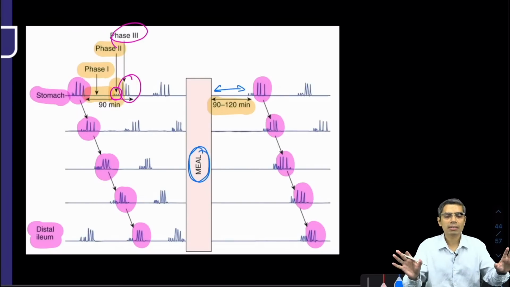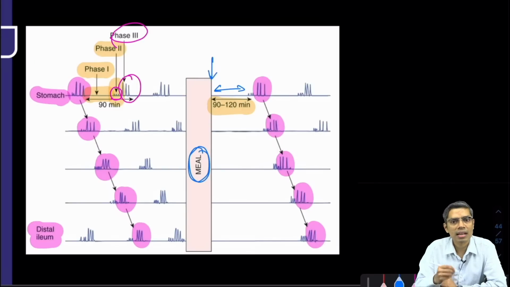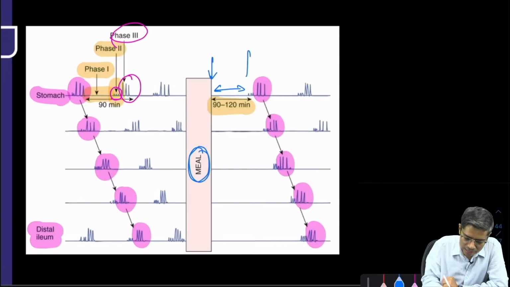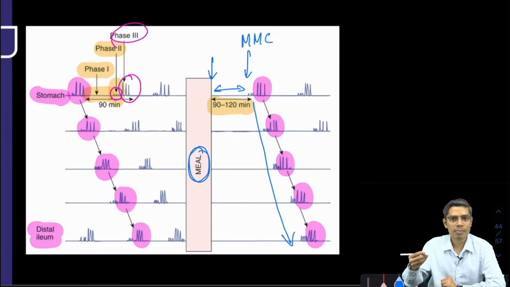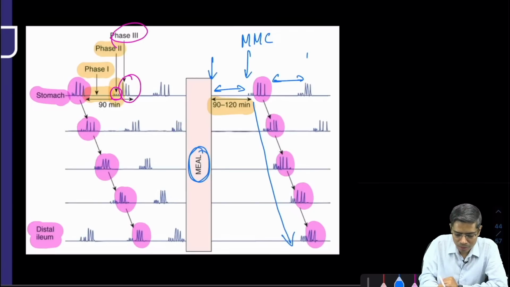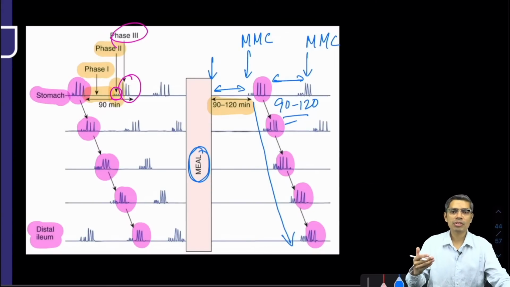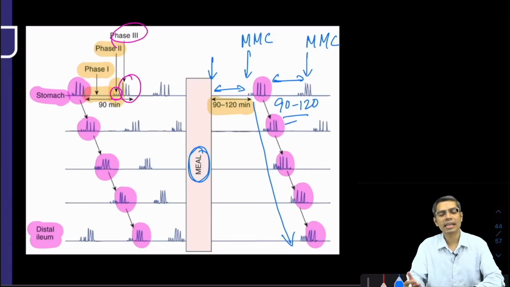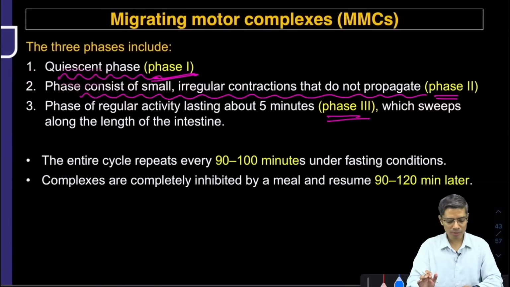Take a meal, the migratory motor complex will stop, and then if you do not take any meal for the last 90 to 120 minutes, again this migratory motor complex will start from here. Once a migratory motor complex sweeps content to the different parts, a second migratory motor complex will start at an interval of again 90 to 120 minutes. So, it will start 90 minutes after the last food, and the interval between two migratory motor complexes is again 90 to 120 minutes, right. So, this is all about the migratory motor complex.